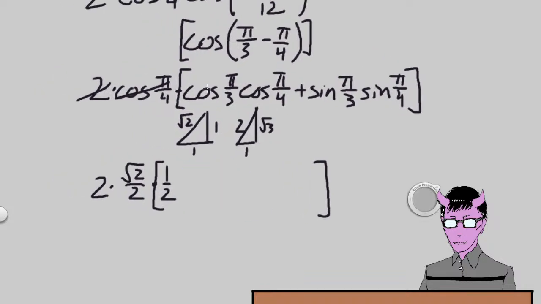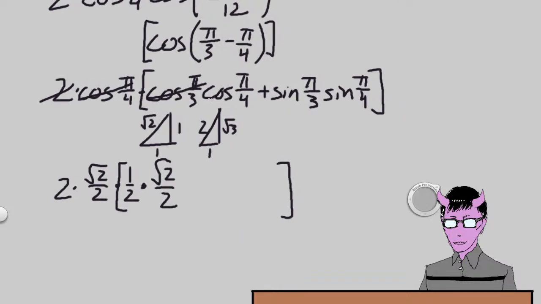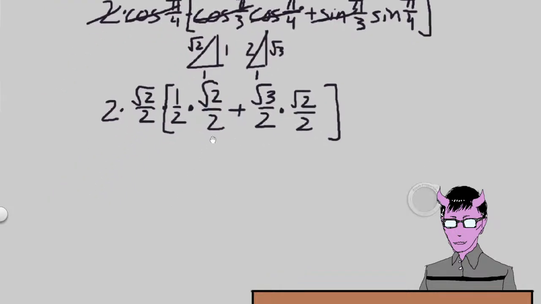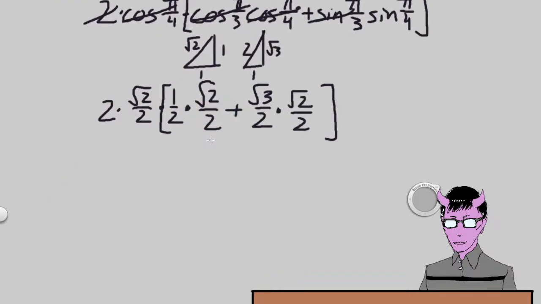Alright. So this one evaluates into that one, and then this one evaluates into root 2 over 2. So done with that. This is a plus. Sine of pi over 3 is root 3 over 2, and then sine pi over 4. A lot of recycled numbers, of course. And then we just got to deal with the rest of this nonsense.